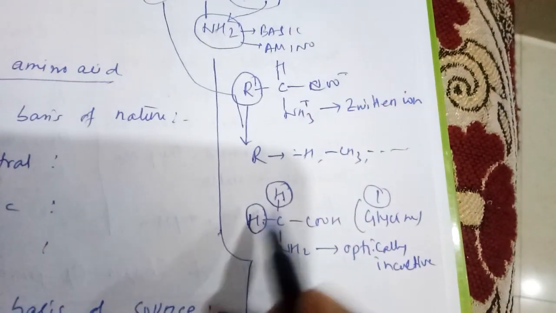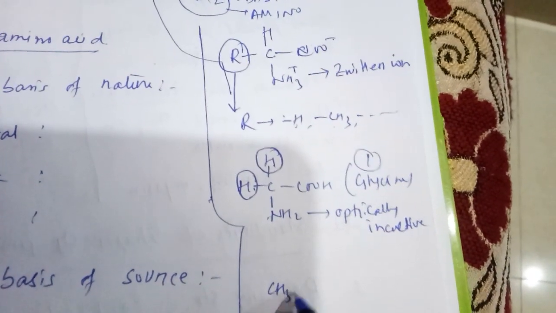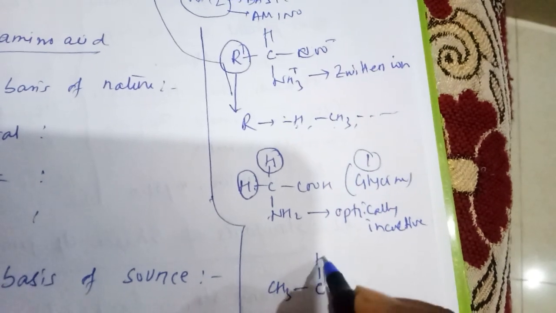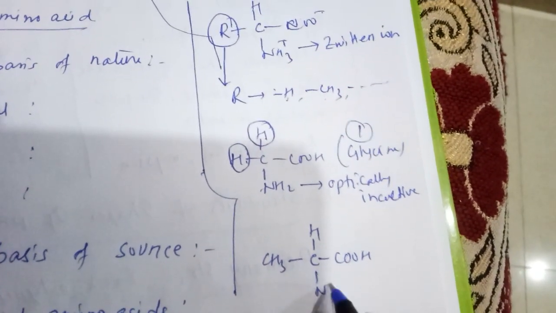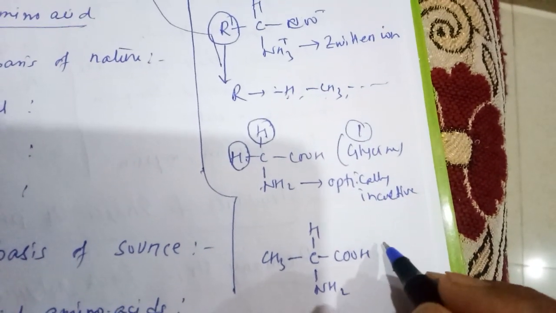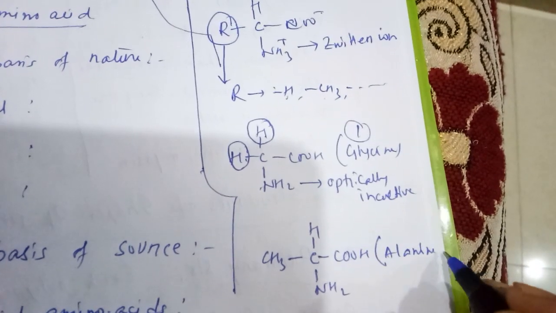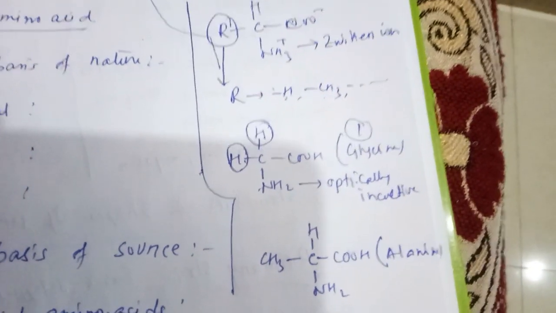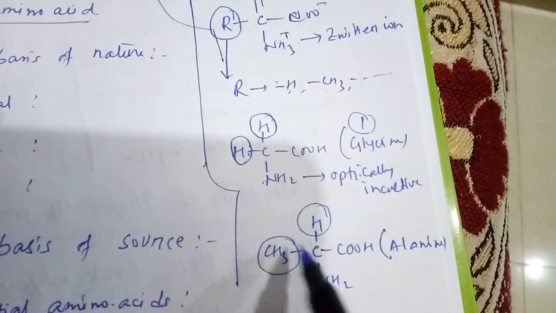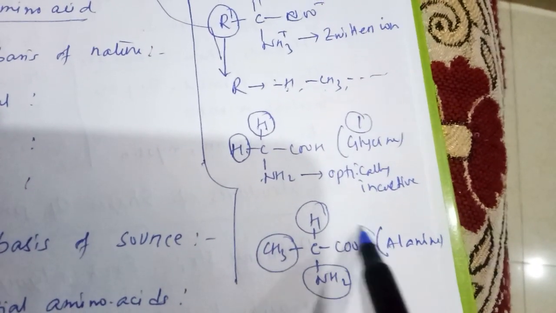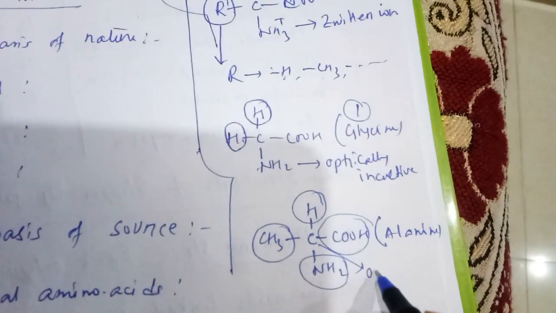If instead of hydrogen we take CH3, then that one becomes CH3 CH COOH NH2. This is called alanine. In alanine you see hydrogen, one group, two group, three group, four different groups around that carbon, which makes it optically active.